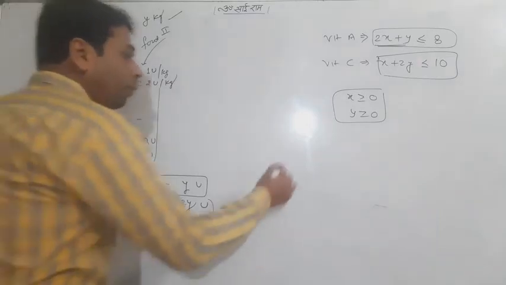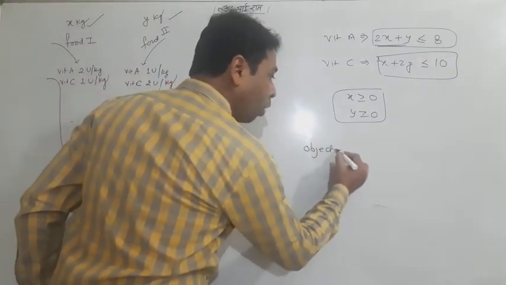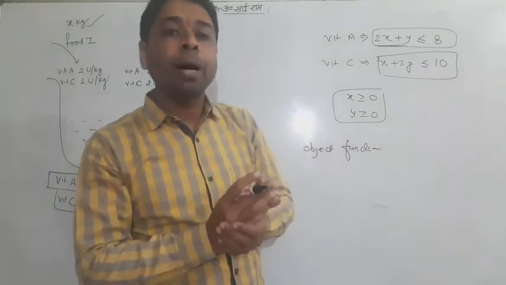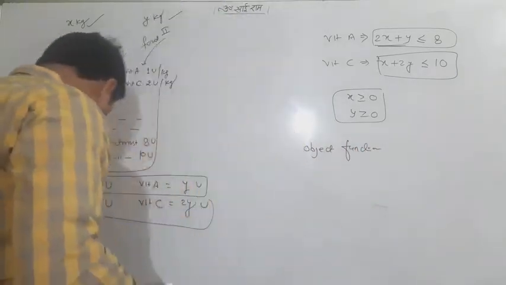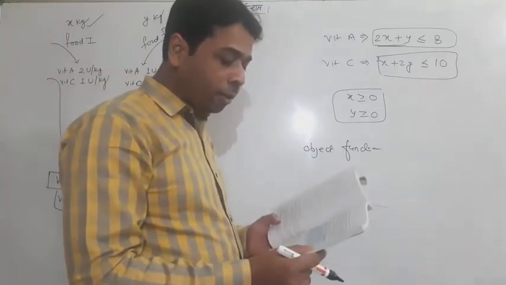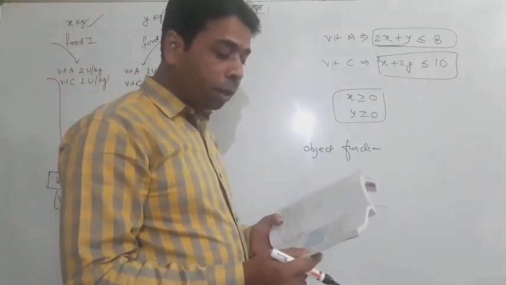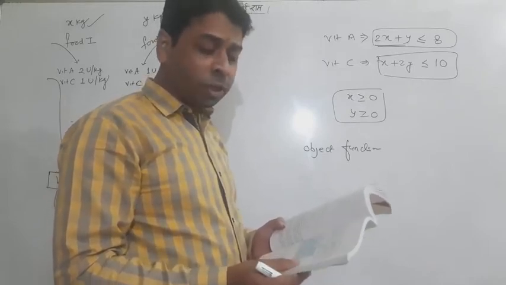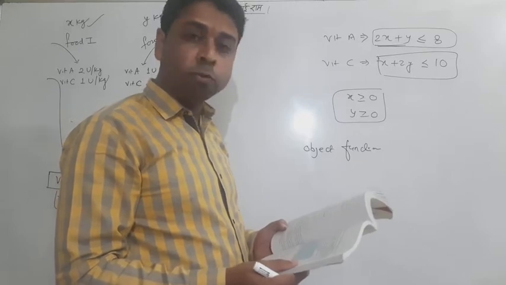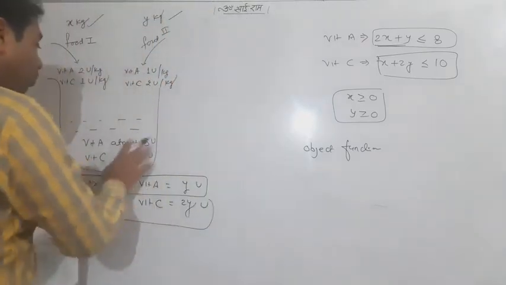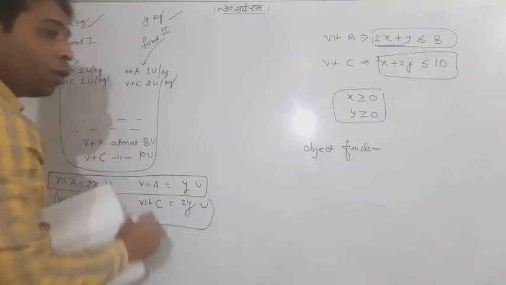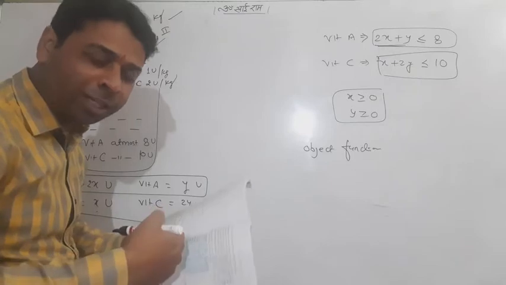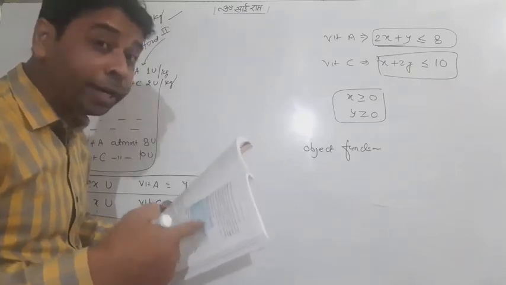Now the objective function is still remaining. The objective function expresses maxima, minima, profit, loss, like that. So what does the question say? It says it costs rupees 50 per kg to purchase food 1 and 70 rupees per kg to purchase food 2. What does it mean? While making the mixture, he or she has to purchase both foods, food 1 and food 2, at 50 rupees per kg for food 1.